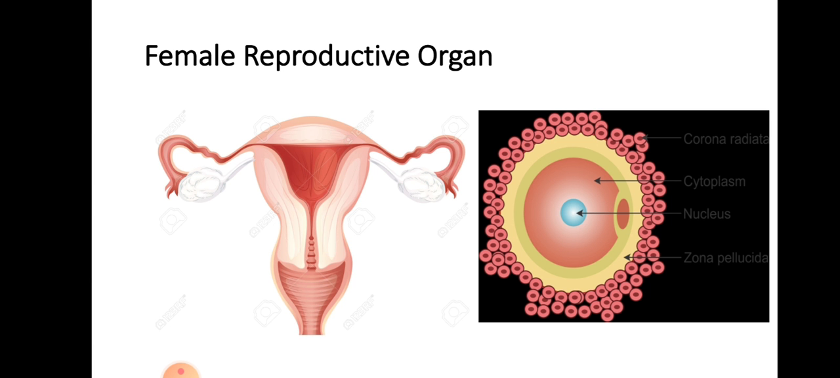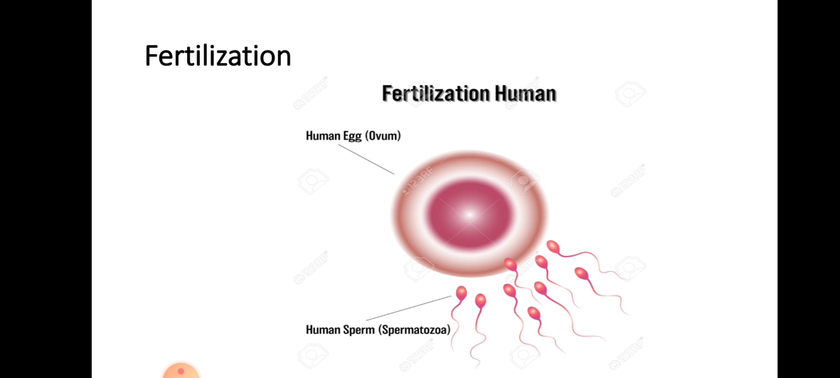In both the sperm and the ovum, the nucleus will be present. What are the basic things that are needed in the single cell are present in the sperm cell and also the ovum. So up to this we have seen in the last class. The next one is the fertilization.